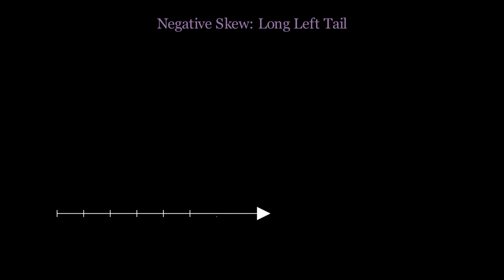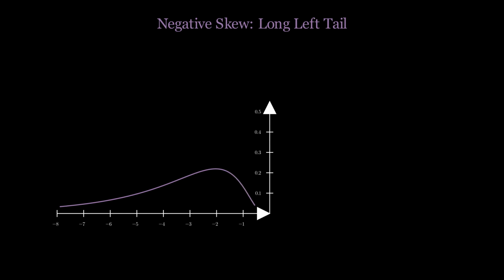Negative skewness. Left skewed data is the mirror image. The long tail extends to the left, and the bulk of data piles up on the right side. Here the order reverses. Mean is dragged furthest left by extreme low values. Median sits in the middle. And mode is the rightmost peak.